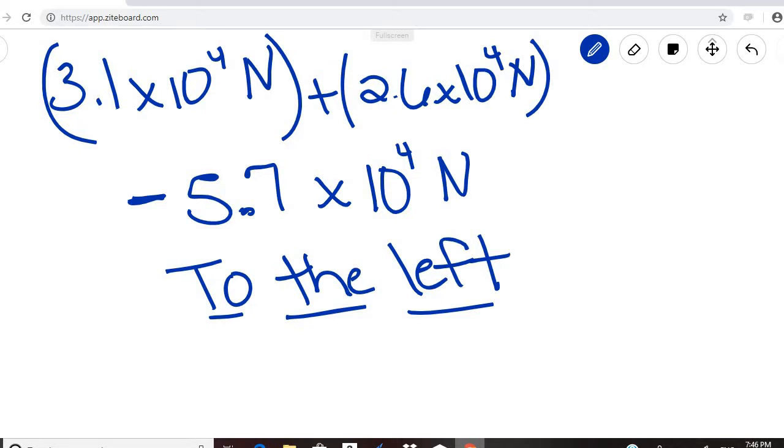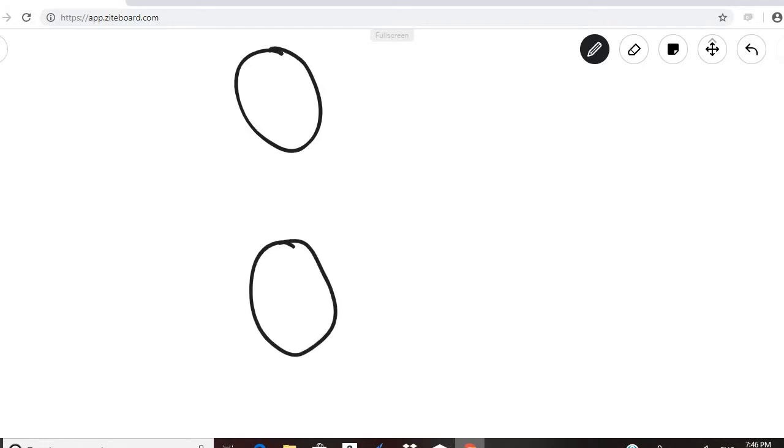Okay, so that's how you do it when you have more than one particle acting on a particle, and you want to know the sum of the forces acting on it. Okay, now the next one is going to get a little more tricky because we're going to have our three particles, and these three particles are going to be arranged like this.